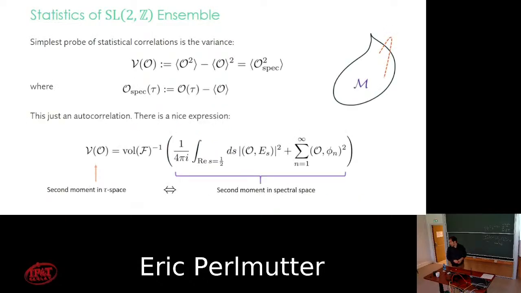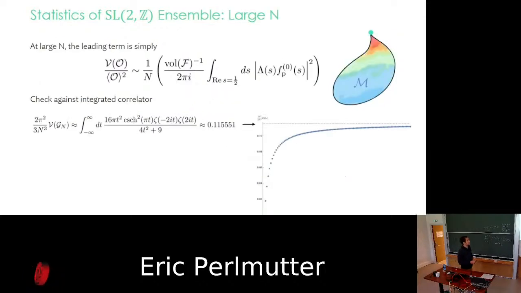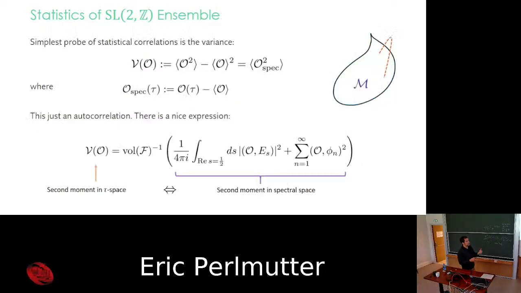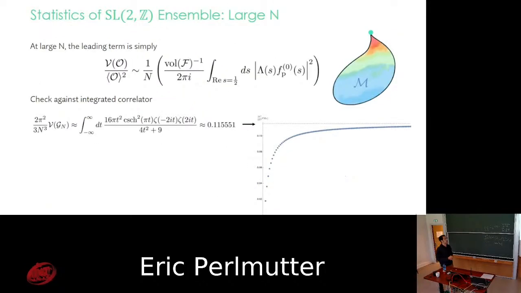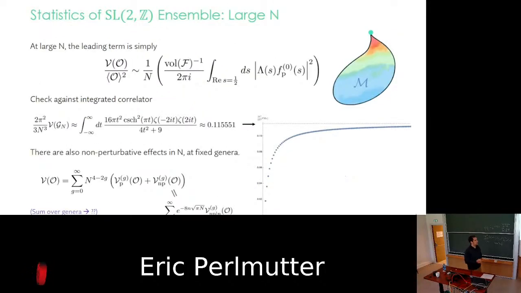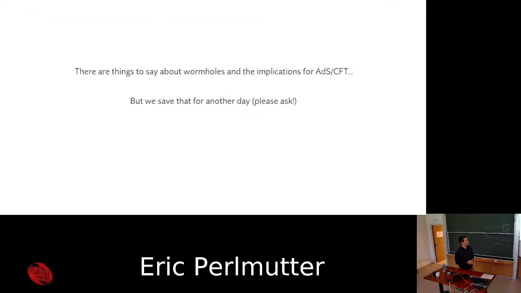In the interest of time, I will not talk about this, but you can compute the variance of some observable O over the space. There's a nice formula for it in spectral language. It's basically just the second moment of these overlaps in spectral space, and so on. Here I anticipated that I would not want to go too much overtime and talk about wormholes, but I'd be happy to in another context.